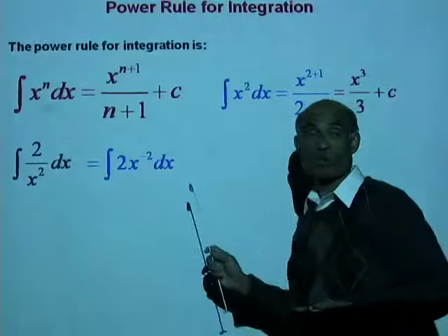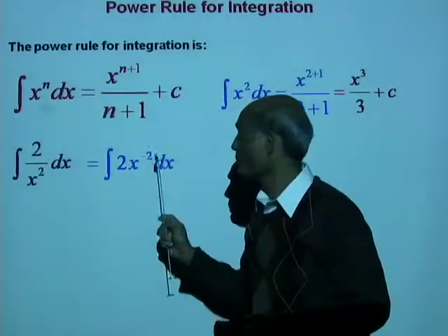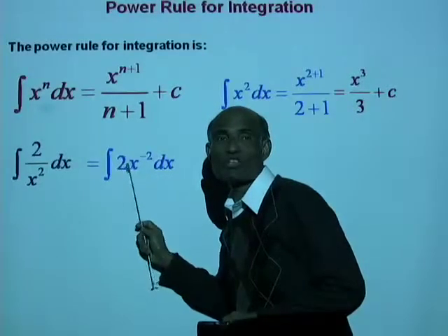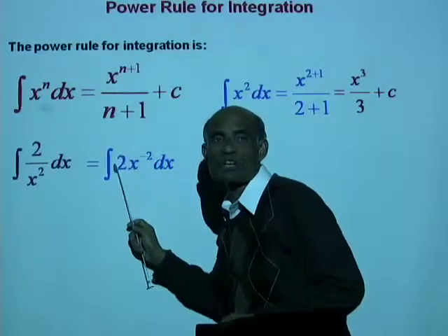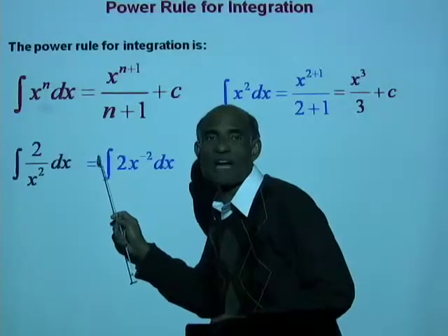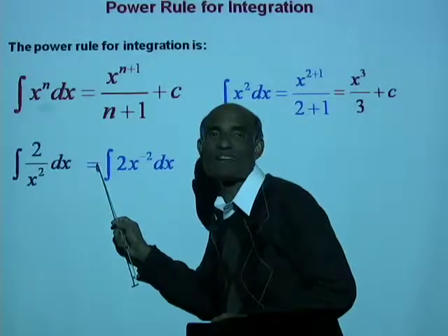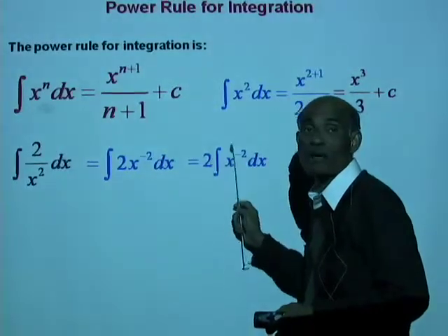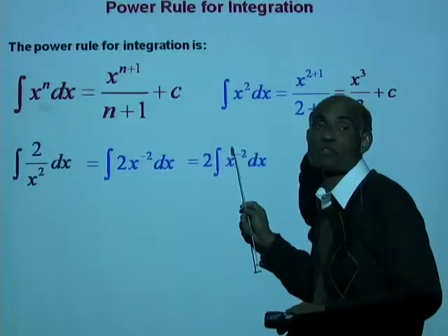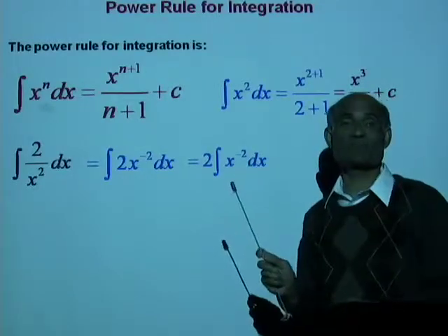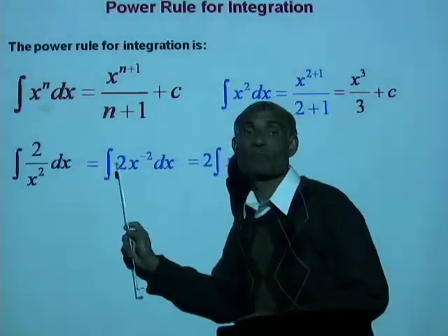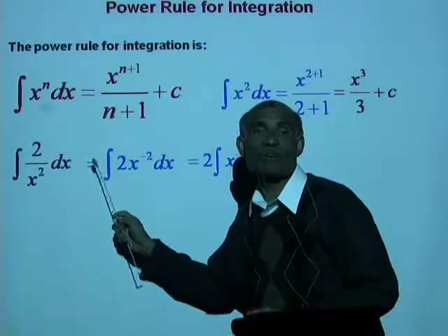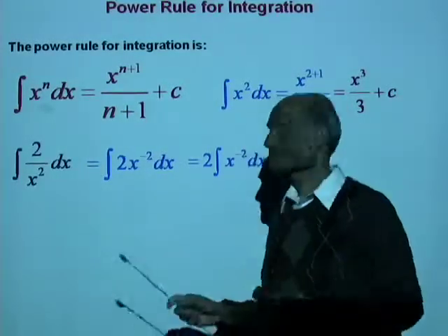Now one thing you must always know and practice: whenever you want to integrate a quantity, and if that quantity is multiplied by a constant, you can take that constant and put it outside the integration sign. So this is actually the same as 2 times integral x to the power of negative 2 dx. Always practice this. Remove the constant and take it out of the integration because the constant will not change.